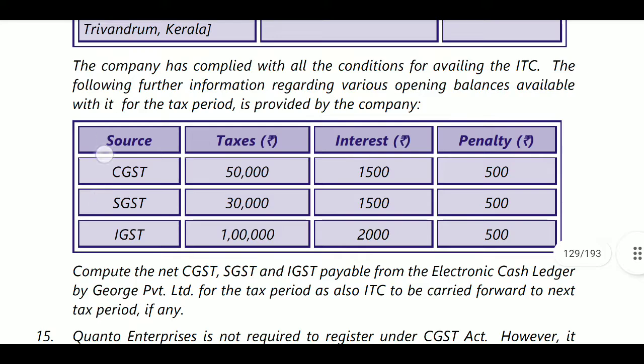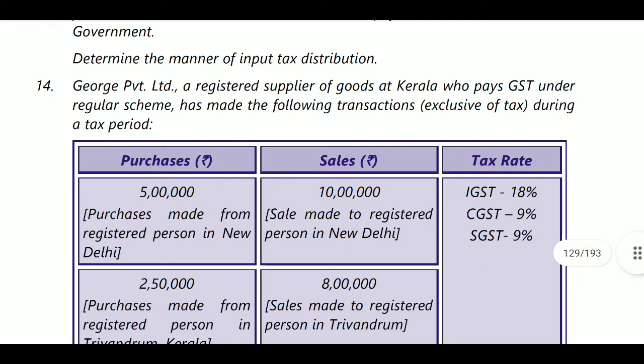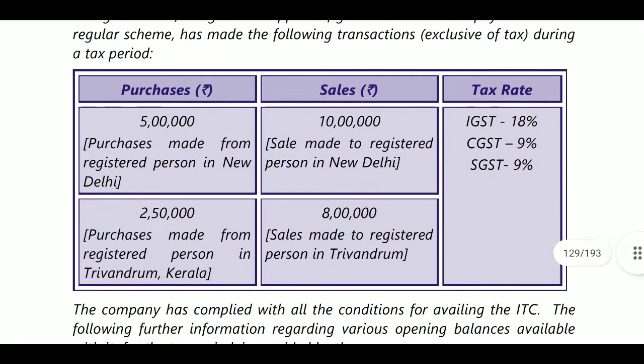Here we will be calculating. Sales was 10 lakhs and 8 lakhs. So 10 lakhs will be IGST leviable, and 8 lakhs will be CGST, SGST leviable, because we are a Kerala person. George Private Limited is a Kerala person. So on 10 lakhs at 18%, 1 lakh 80, and on 8 lakhs it will be 9% and 9%, that is 72,000. This is the output tax payable.